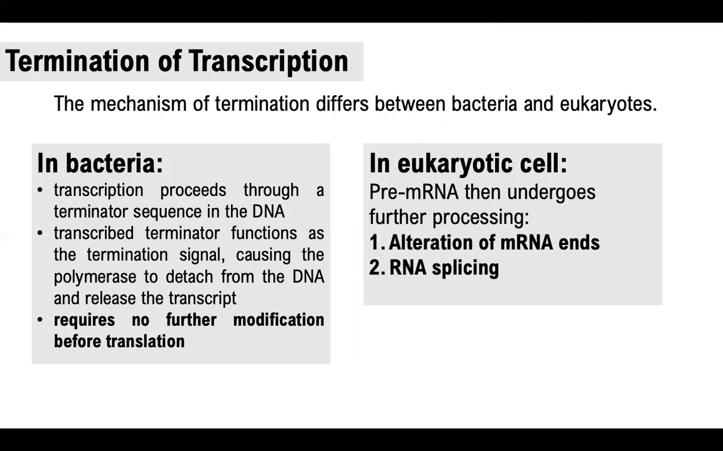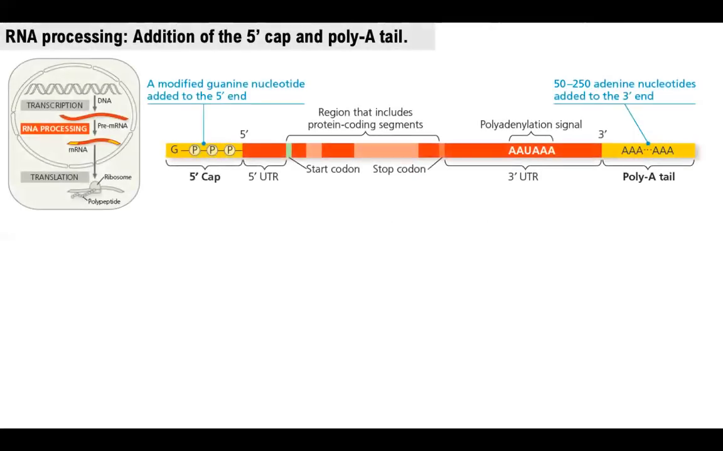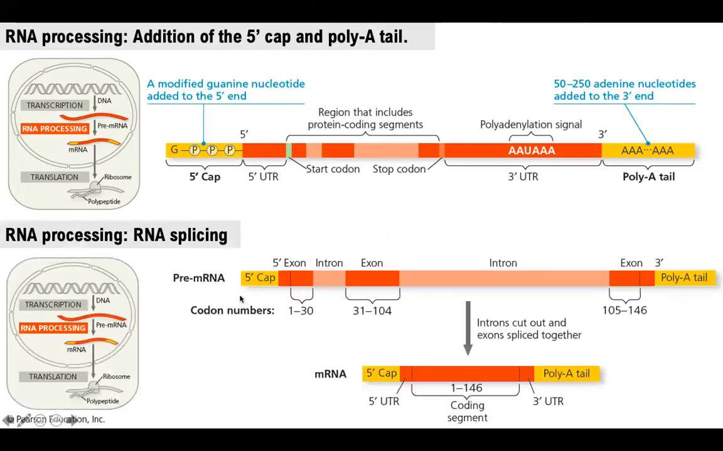In eukaryotic cells, the initial product is what we call the pre-mRNA, or the pre-messenger RNA. And this pre-mRNA, unlike in bacteria or prokaryotes, undergoes alteration of the mRNA ends and RNA splicing, which we'll be talking about soon. In RNA processing, we have processes like addition of the 5' cap and the poly A tail. And splicing involves the removal of the introns, leaving only the exons. So later we'll be discussing what these introns and exons are.